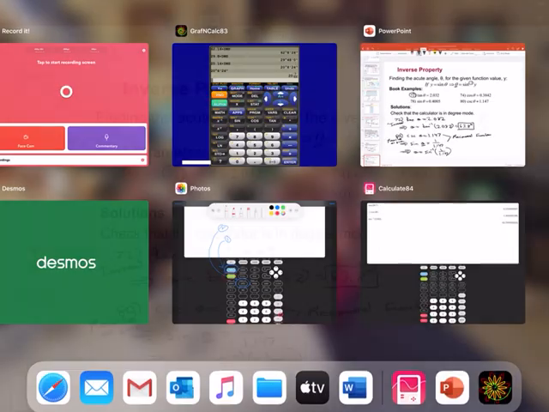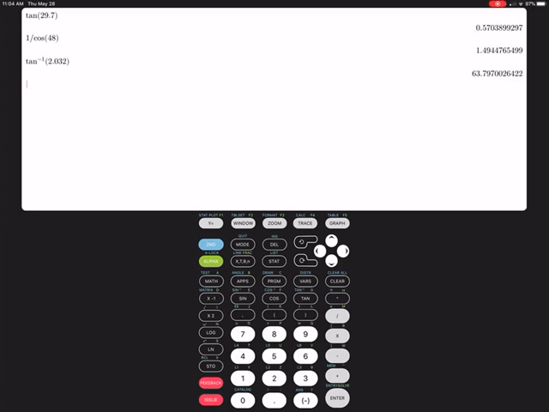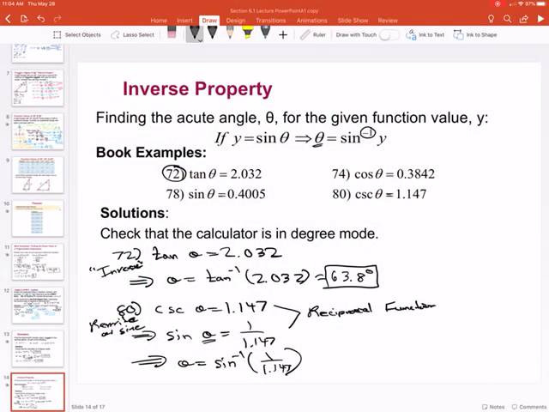Let's see what we get for our angle measurement. Again, we didn't have that cosecant key, but we have sine inverse. So second sine is sine inverse, and then 1 divided by 1.147. And out comes our angle measurement, 60.7 degrees, rounded to the nearest tenth of a degree. So 60.7 degrees would be the angle theta. So again, that's using a calculator to find the angle measurement.